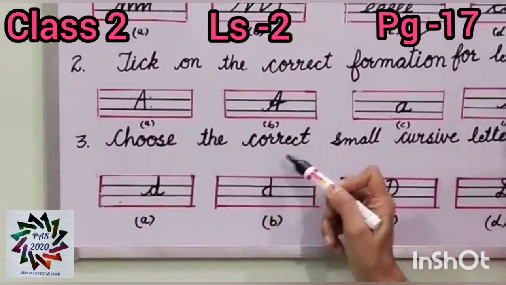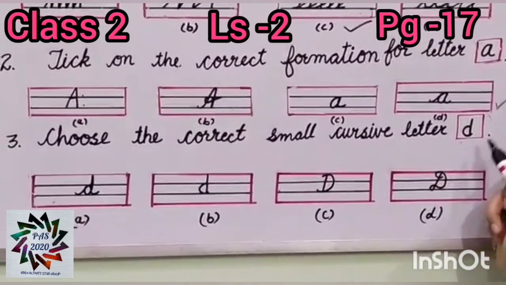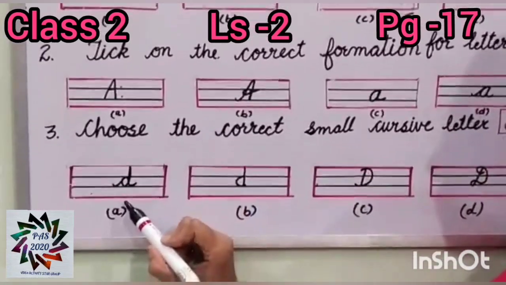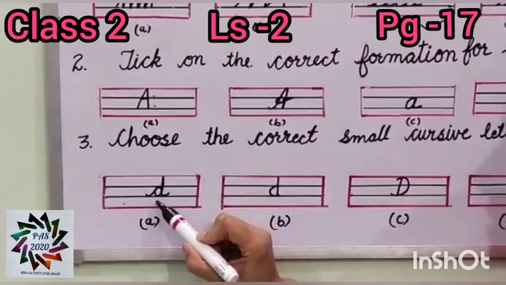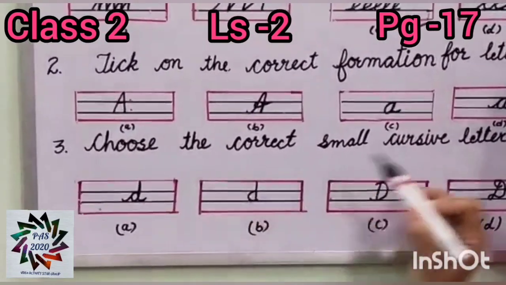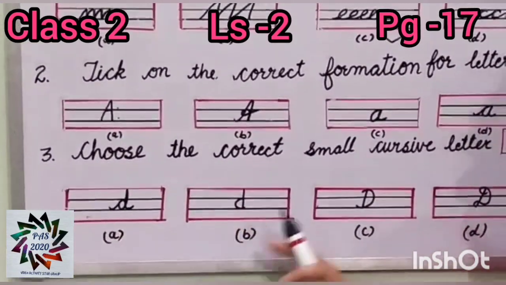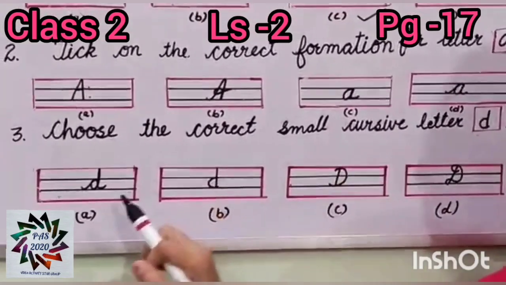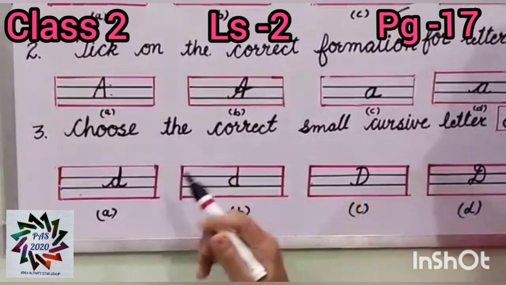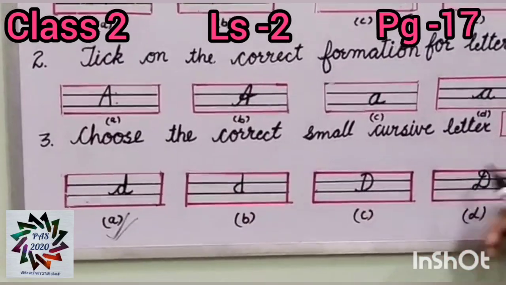Choose the correct small cursive letter D. You have to choose what is the correct option for small cursive letter D. So, look at the first one, beta. It is looking perfect, but you can't ignore others. Always, if the very first option is right, even then you have to go through all the options. So, this is a correct option because the D is written in proper cursive. Put a tick on it. But you have to go through others also.